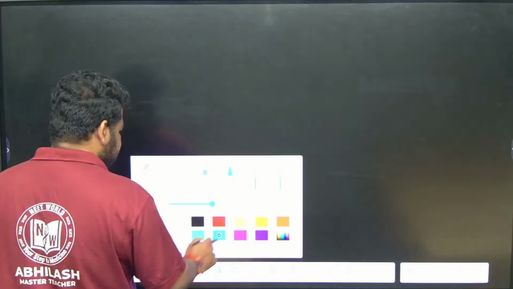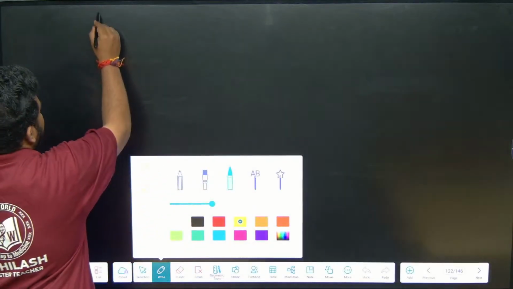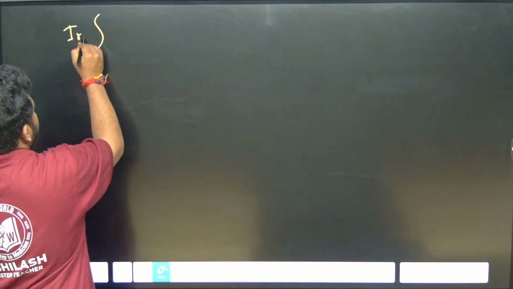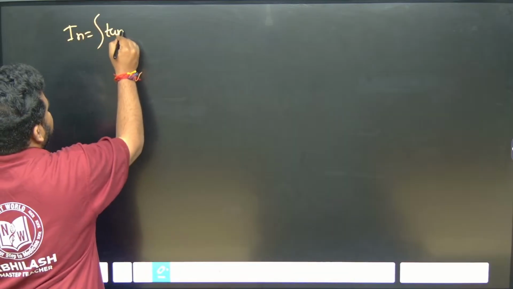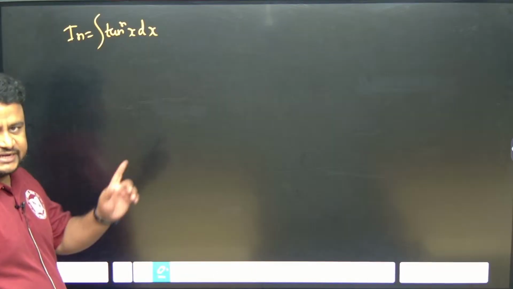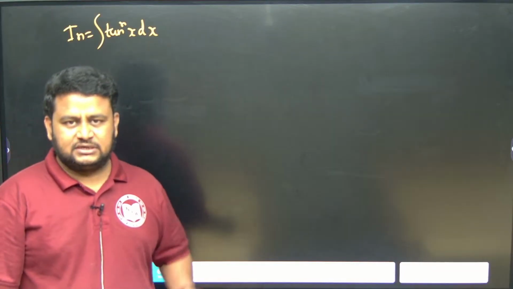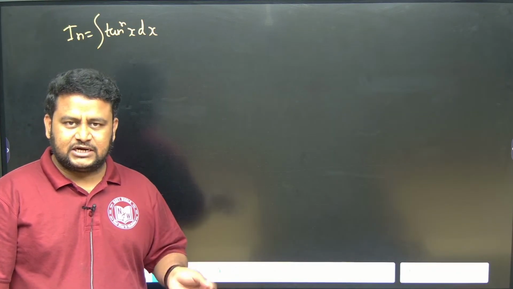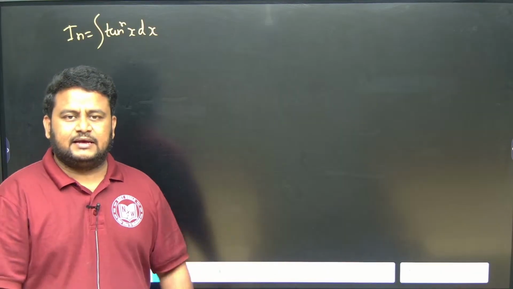Next one that we have is, we have to deduce I_n equal to the integral of tan^n x dx. We have to find the reduction formula for this. I told you sin is similar to cos, so I will not be doing cos. Tan I will do, cot I will not be doing, secant I will do, cosecant I will not be doing, because it is exactly similar.